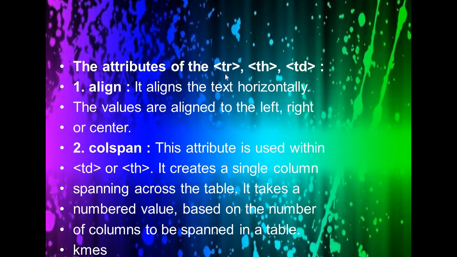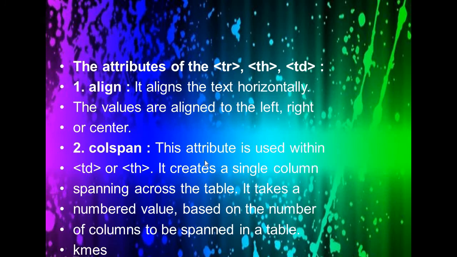Now see the attributes of the tr, th and td tags. The first one is align. It aligns the text horizontally. The values are left, right and center. The first one, align, is common to tr, th or td: tr for table row, th for table heading, td for table data or cell data. It aligns the text horizontally. The values are left, right or center.